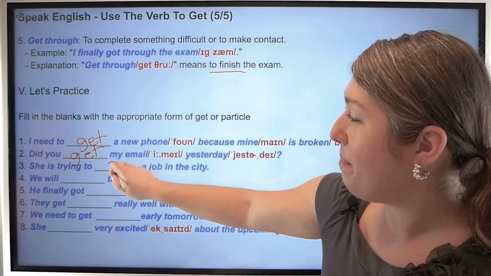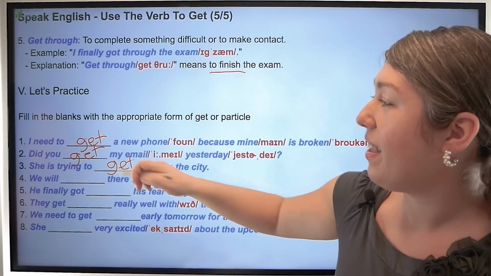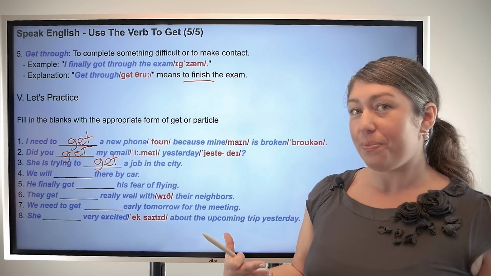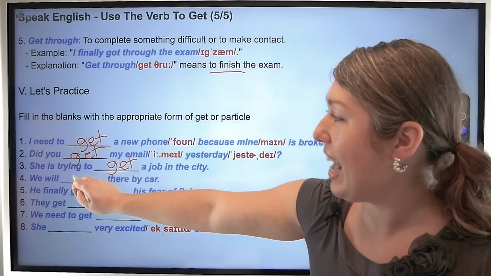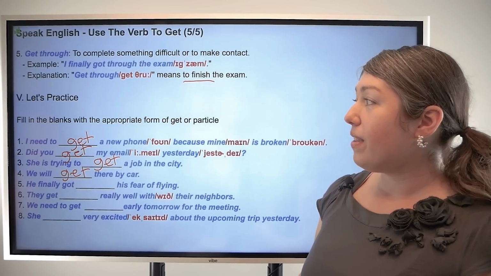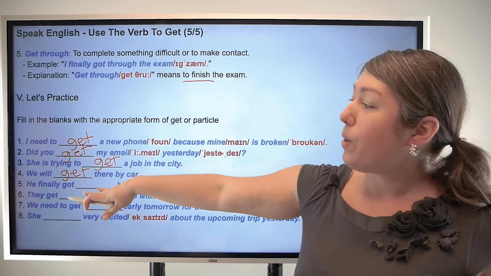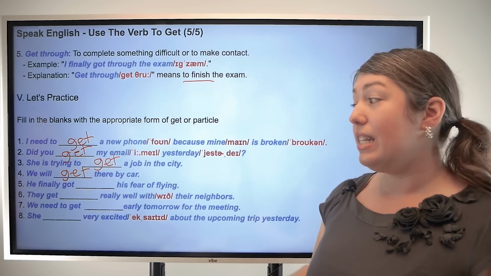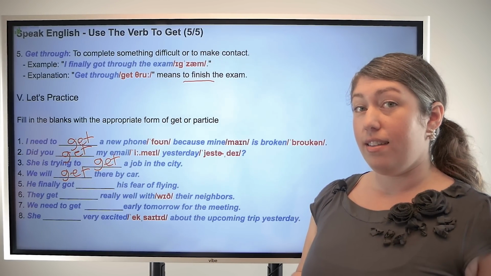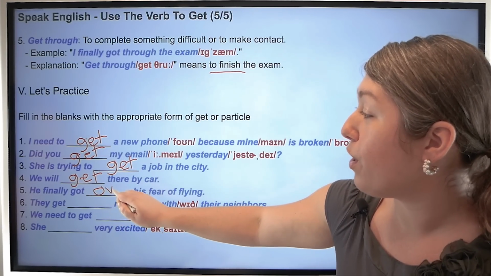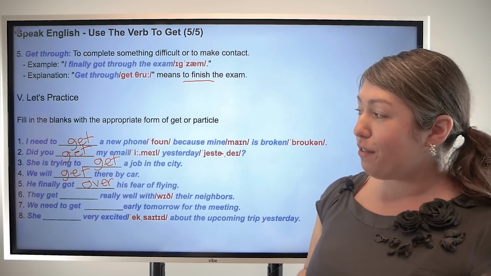Very good. Maybe you're seeing a pattern here. Number 4, we will get there by car. That's right, it's get again. And number 5, we can complete this with a particle. He finally got his fear of flying. That's good. He finally got over his fear of flying.